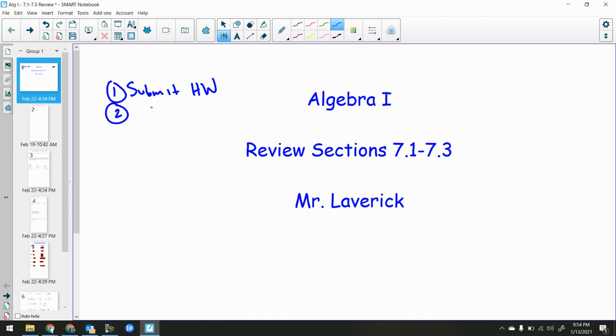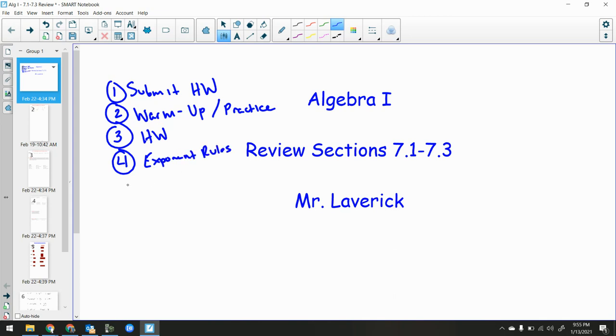Second thing I want you to do is get out a separate sheet of paper for some warm-up. And we are also going to use that piece of paper for some practice problems a little bit later on. Okay. Third thing, we're going to go over the homework. Okay. And then fourth thing, we're going to go over the exponent rules. And then we're going to practice them a little bit. Okay. And then with the remaining time, you can work on your homework. Okay.